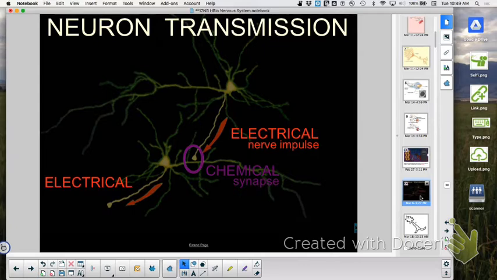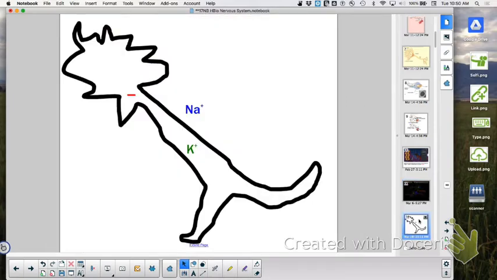Okay, so I mentioned this once before. Along the length of a neuron, when you're trying to get a message from point A to point B, what kind of message do you have? Electrical. But where two neurons meet, or a neuron meets a muscle or a gland, what's the message going to be? Perfect.